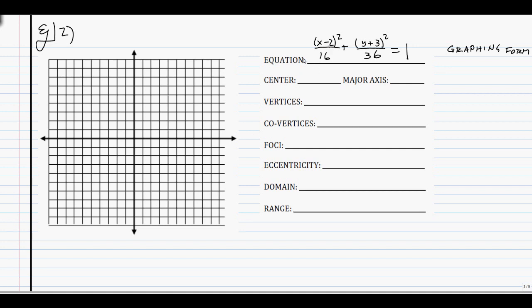So just like the last one, I'll start with the center. Taking a look here, we'll look at these two terms. What makes each of those squared parts equal to 0? Clearly that's going to be 2 and negative 3. So my center is going to be at the point 2, comma, negative 3. There's my little dot, and I'm ready to go.